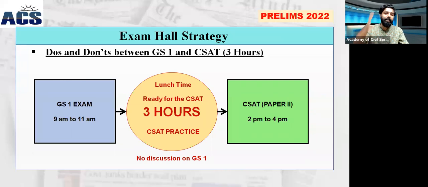All the discussion on the GS paper or the CSAT will only be discussed after 4 p.m. or 5 p.m. Till then, no discussion on the paper will help you in appearing for the exam, both GS1 and 2, in a good manner with good strength and mental stability. That is very much important for your examinations.